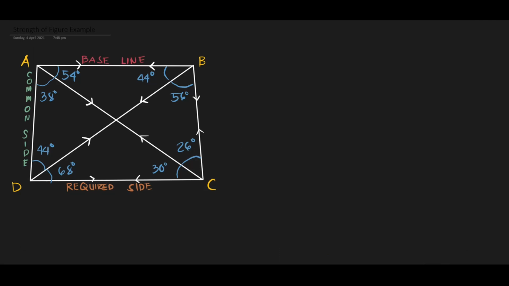Okay, let's do an example. We have here a quadrilateral ABCD with the baseline of AB, so we know the length of AB, and our common side AD, and the required side is DC. Now the common side means that we're going to use this side in computing for our required side. So this is only one route because we can also use, so we are using this one, right? AD as our common side, but we can also use BD, and also we can also use AC as our common side, and we can also use BC.